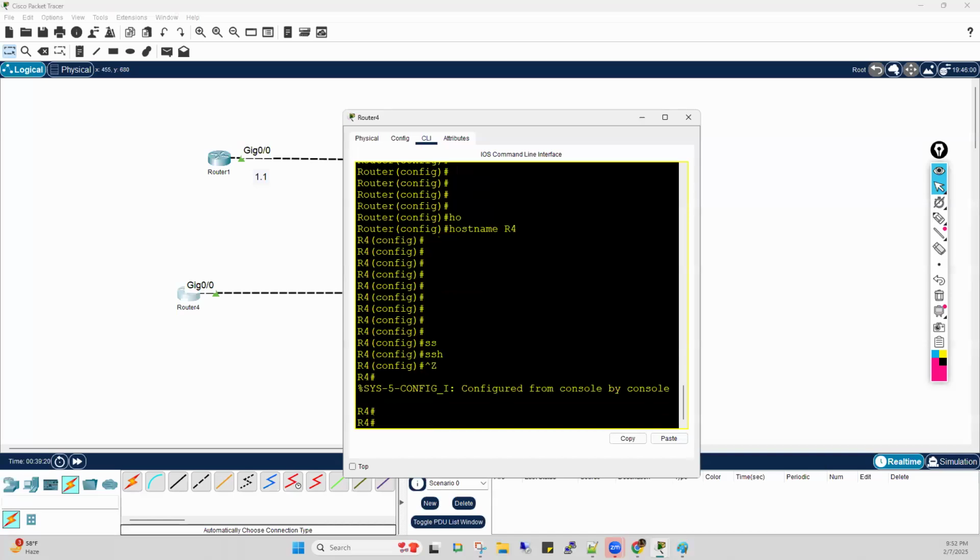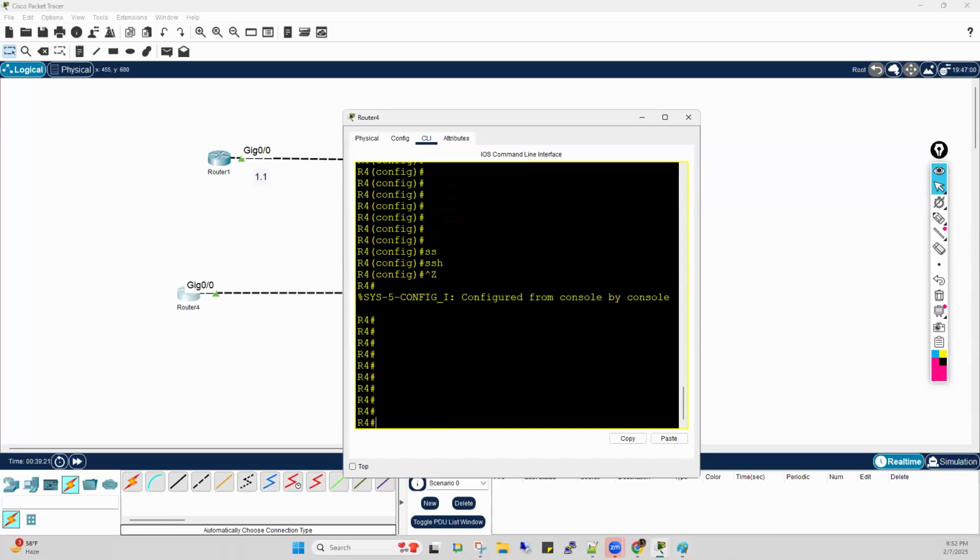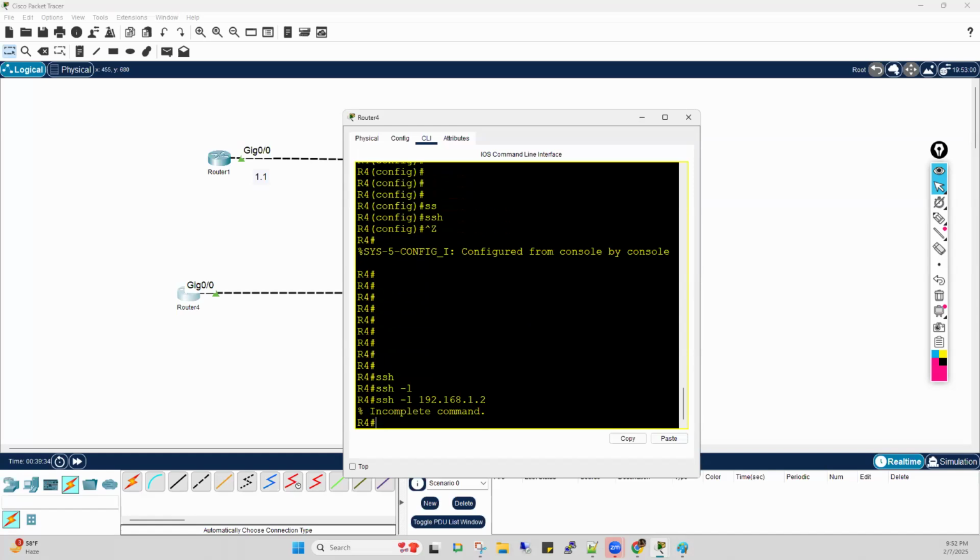After that, guys, go in the privilege mode and write SSH -l. And what is the device, guys? 192.168.1.2, I think, we configured. It is telling me incomplete command. Why?